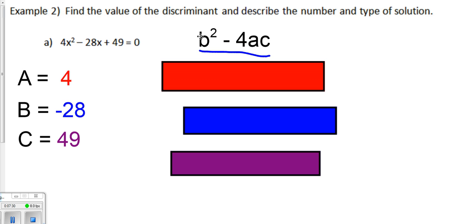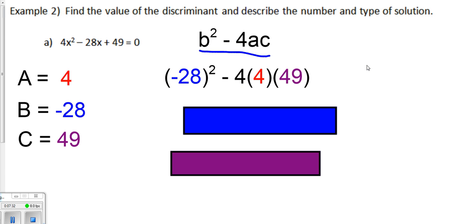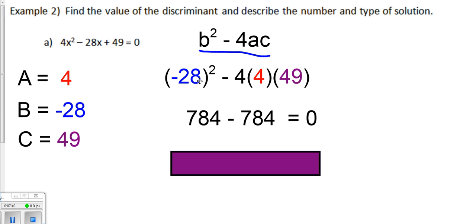Plugging that into this formula, b squared minus 4ac, well, b is negative 28, so it's negative 28 squared, minus 4 times a times c, means that it's minus 4 times 4 times 49. Simplifying all of that, negative 28 squared would be 784. 4 times 4 times 49 is 784. So 784 minus 784 equals 0. This is the value of the discriminant, 0.